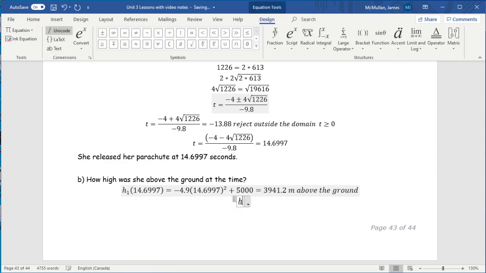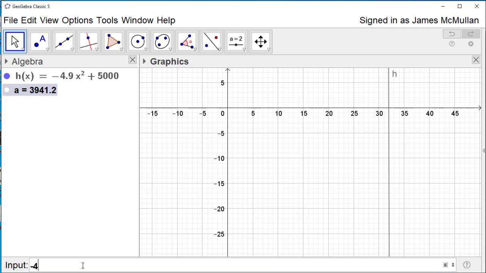Now, to check if I did this right, what I want to know is, does the other function agree with that same time? So let's plug it into H2 now and see what we get. So we get negative 4 times this number, 14.6997, plus 4,000. Okay, and what happens when we sub in this? I'm just going to call this one G, negative 4x plus 4,000, and we're going to sub in G of 14.6997, and you can see that the number it gets is the exact same.